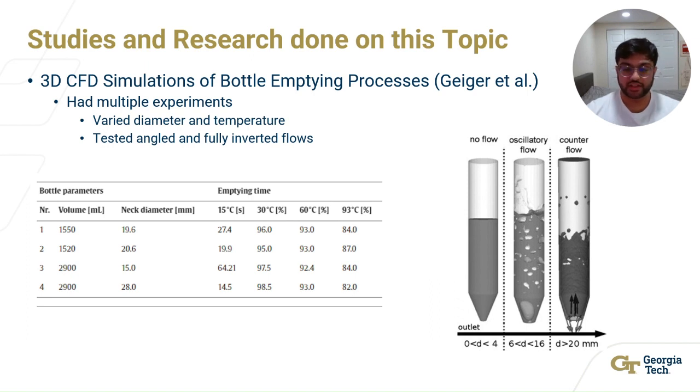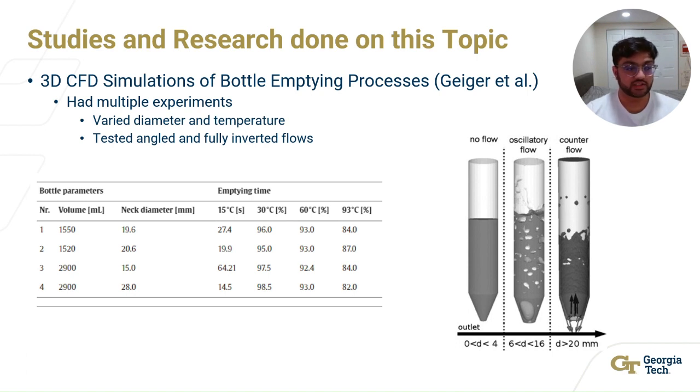But that's not always a good thing in consumer beverage design unless your main goal is to empty the bottle as fast as possible. They tested angle and fully inverted flows. On the right hand side, they tested fully inverted flows, where on the first bottle the diameter was less than 4 millimeters, and because of the surface tension effects, the bottle had no flow going out of it. And then in the middle one, you had oscillatory flow for your diameters under 16 millimeters to 6 millimeters.